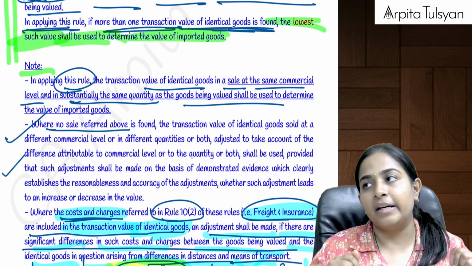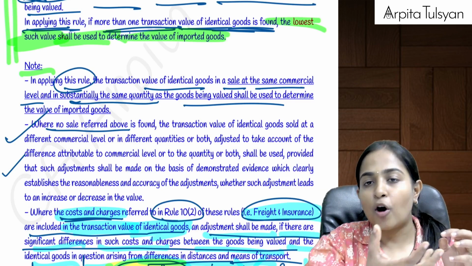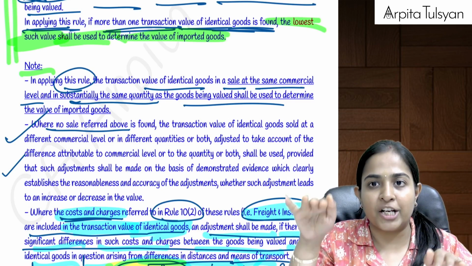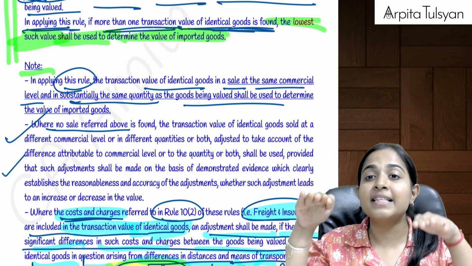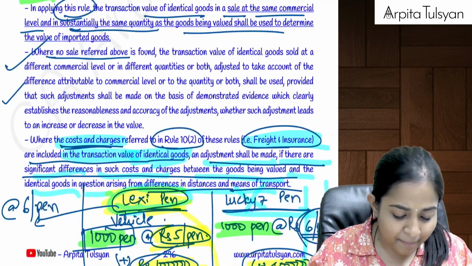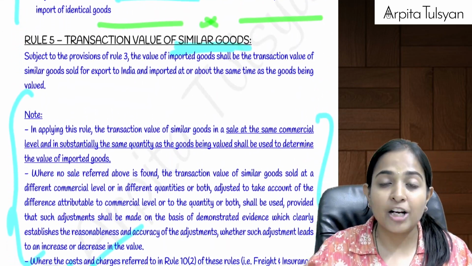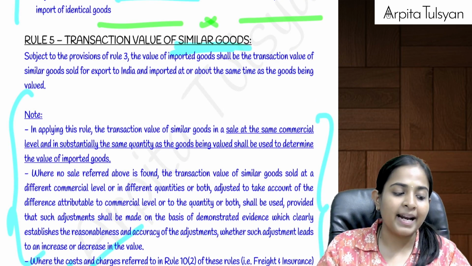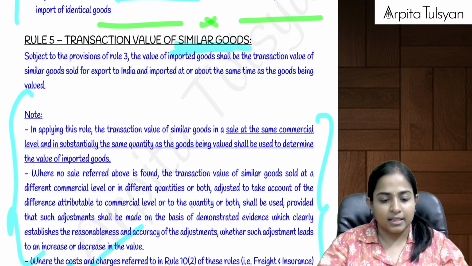Similarly, suppose the transaction value of identical goods was imported by a different mode of transportation and ours is imported by a different mode of transportation, then there will be a difference in the freight cost also. So please do the adjustments for that also, so that both of them become comparable. And by doing this, the value of the identical goods will be determined, and that value will be taken as value for your customs valuation.